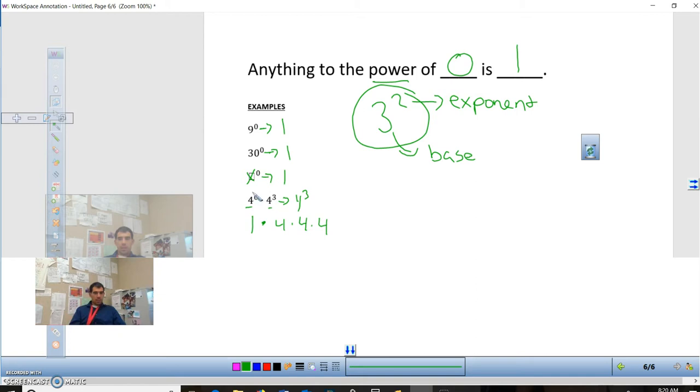Remember, this is different than 4 to the first. If there was no exponent here, that's like 4 to the first. So that is different. Let me know if you have questions about this. Anything to the 0 is 1.